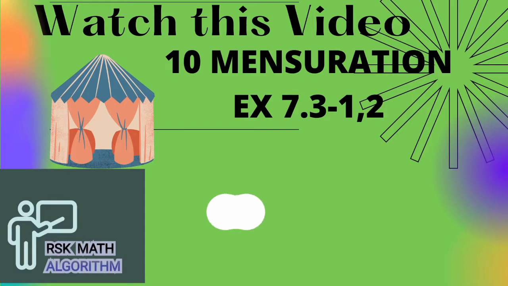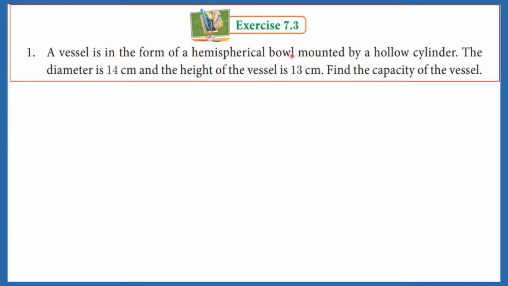Welcome students. In the previous lesson we learned how to find the total surface area and volume of the combined solid. Now let us deal with exercise problems. Exercise 7.3, first sum. A vessel is in the form of a hemispherical bowl mounted by a hollow cylinder.